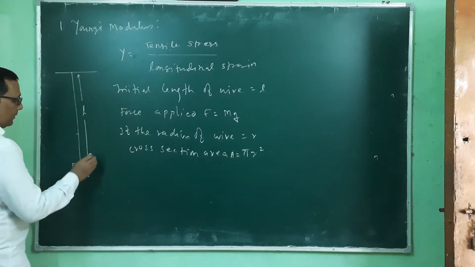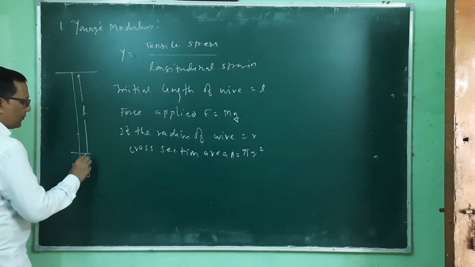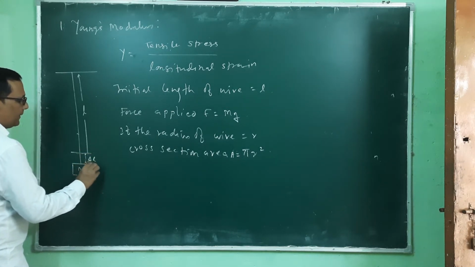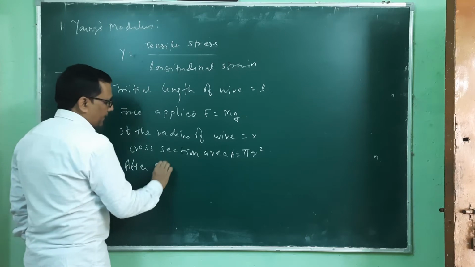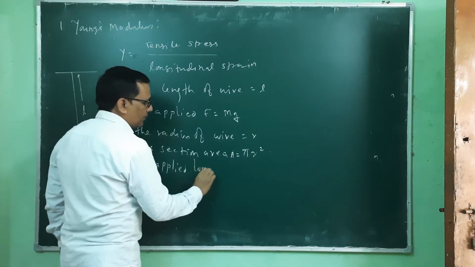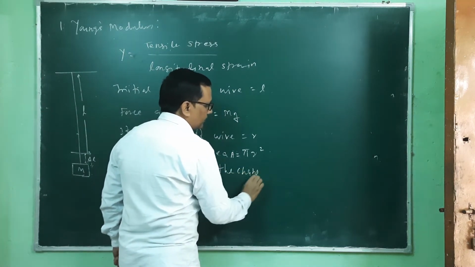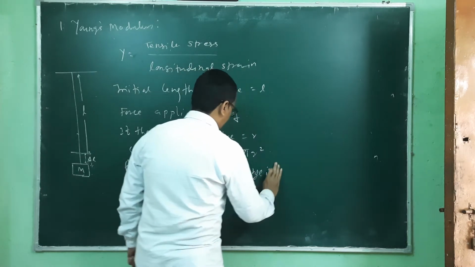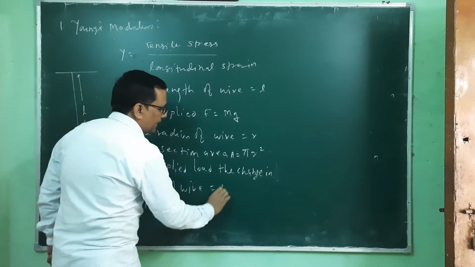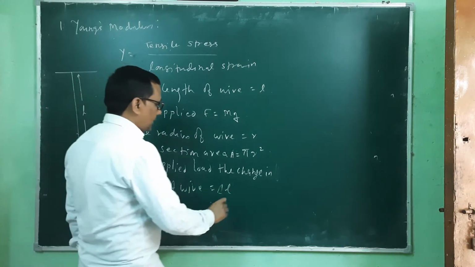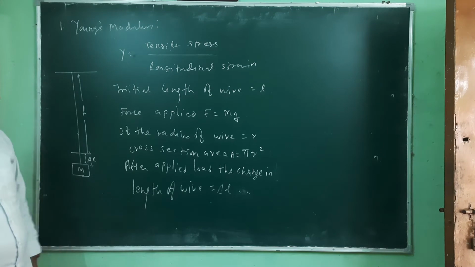After applying this force, if this is the initial length without applying force, and after applying force, the change in the length of the wire is, let's say, delta L. So delta L is the change in length after applying load. This is in centimeter, whatever that unit is, irrespective of unit, I am just writing physical parameters here.